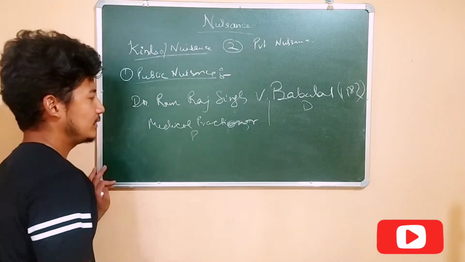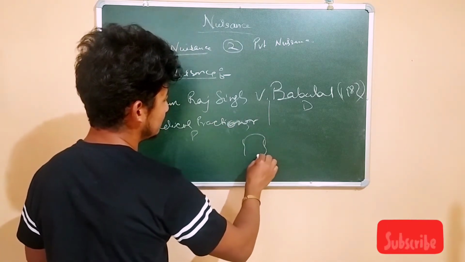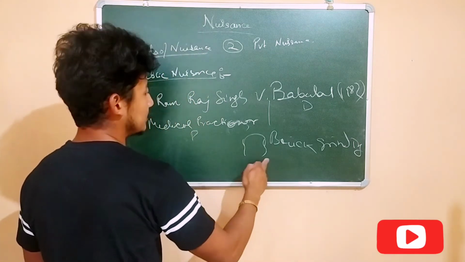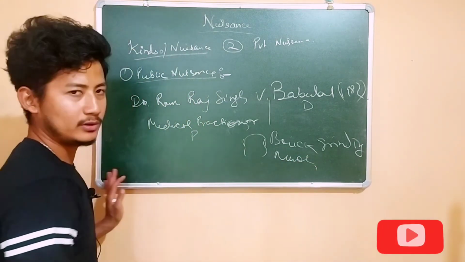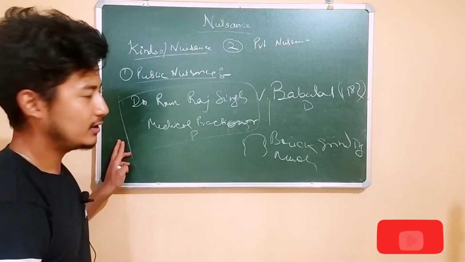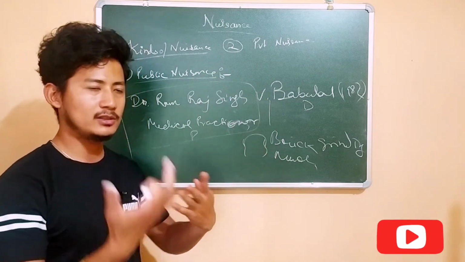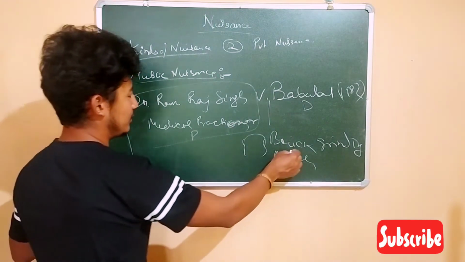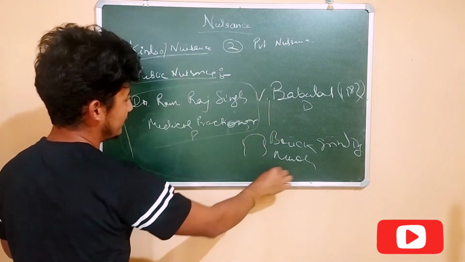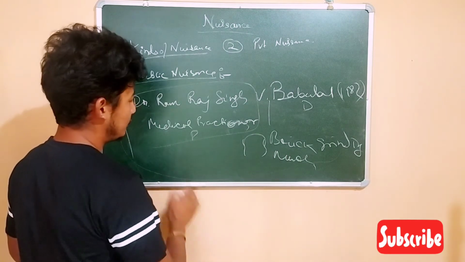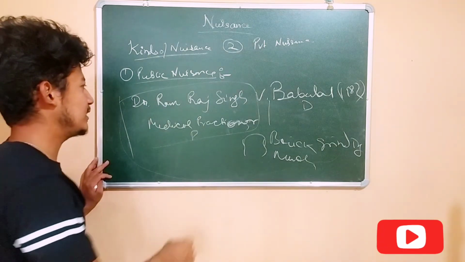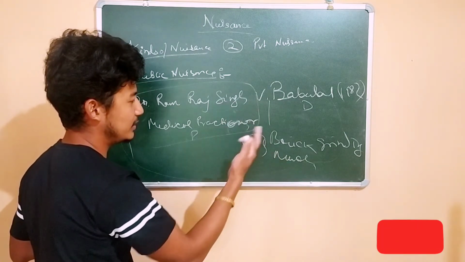So what does the defendant do? The defendant constructed a brick grinding machine. Babulal installed the brick grinding machine near the premises of Dr. Ramraj Singh, a medical practitioner, near his chamber. Because of that machine, the whole nearby atmosphere got polluted, and Dr. Ramraj Singh suffered a lot of disturbance, and his patients were also disturbed because of that brick grinding.